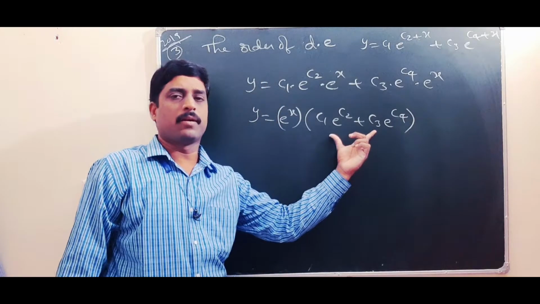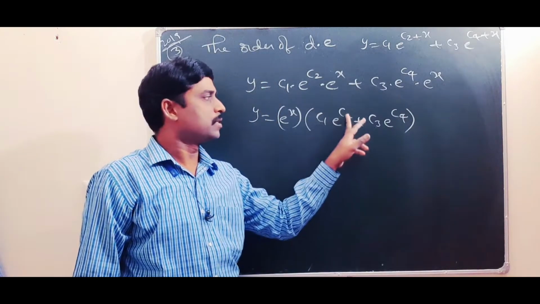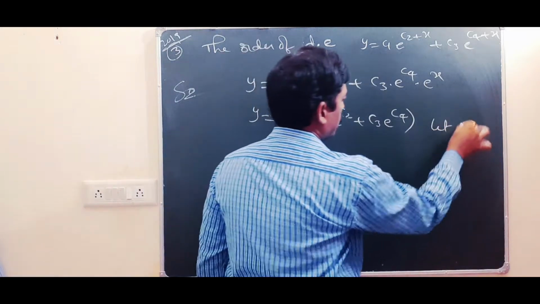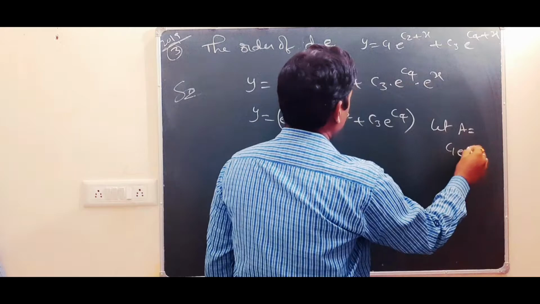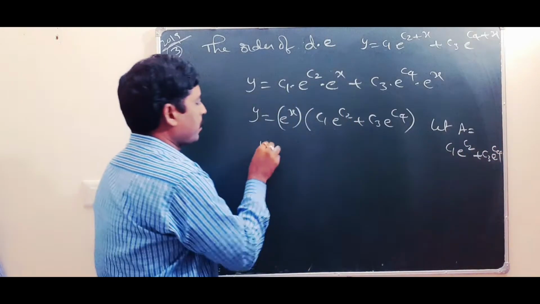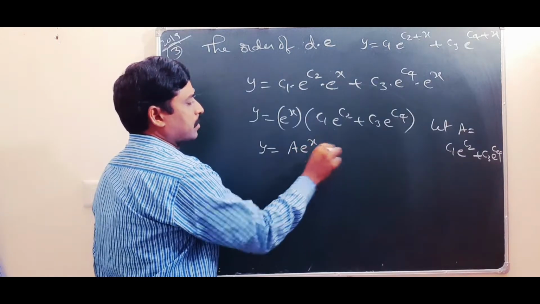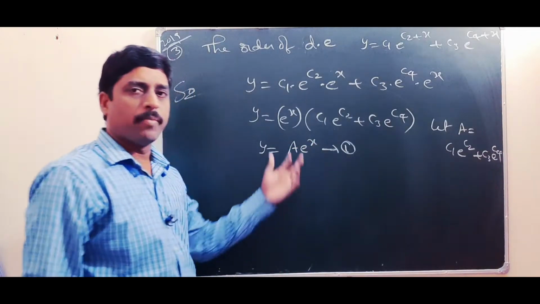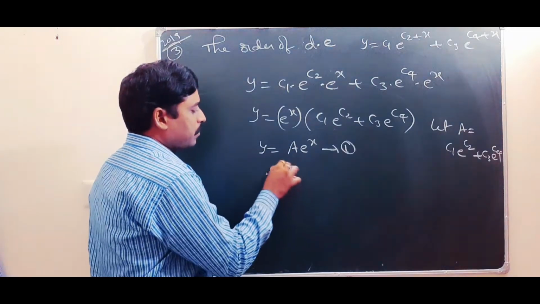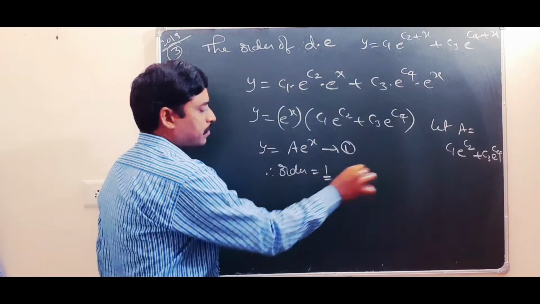Okay, let us take C1, C2, E constants, all are constants. So let us take A is equal to C1 e to the power C2 plus C3 e to the power C4. So y is equal to A e to the power x. In this, how many arbitrary constants are there? Only one arbitrary constant is there. Therefore, order is equal to 1.